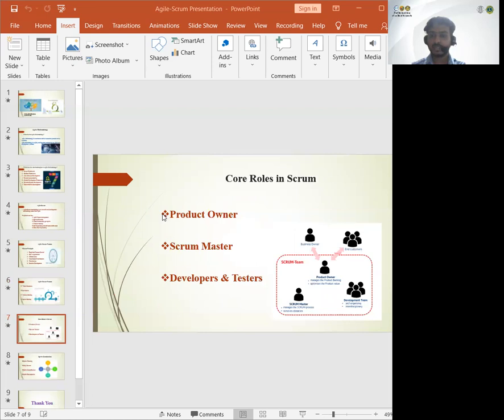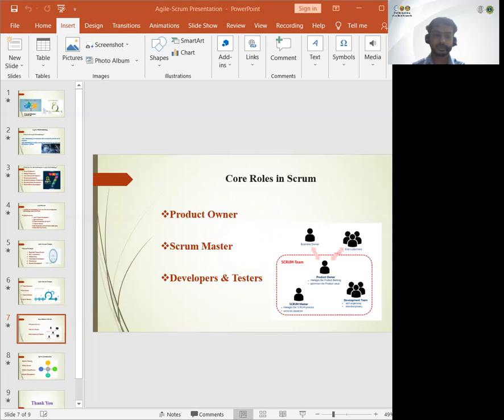Let me look at what the core roles in Scrum are. There are several core roles in Scrum. First one is the product owner. Second one is the Scrum master. Last one is developers and testers. Let me look at the product owner. The product owner is responsible for what goes into the product backlog and prioritizes it.